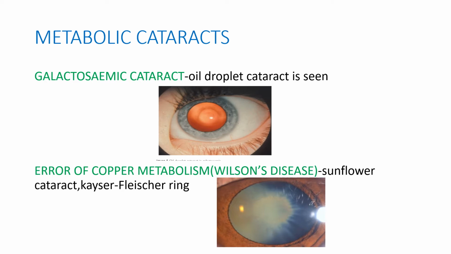The third type is the error of copper metabolism, very commonly called Wilson's disease. Again, examiners are fascinated with terms like sunflower cataract and Kayser-Fleischer ring. Now in the picture you can see this is the sunflower cataract, and the KF ring is seen due to copper deposition in the Descemet's membrane of the cornea. So here in the picture you see sunflower cataract.